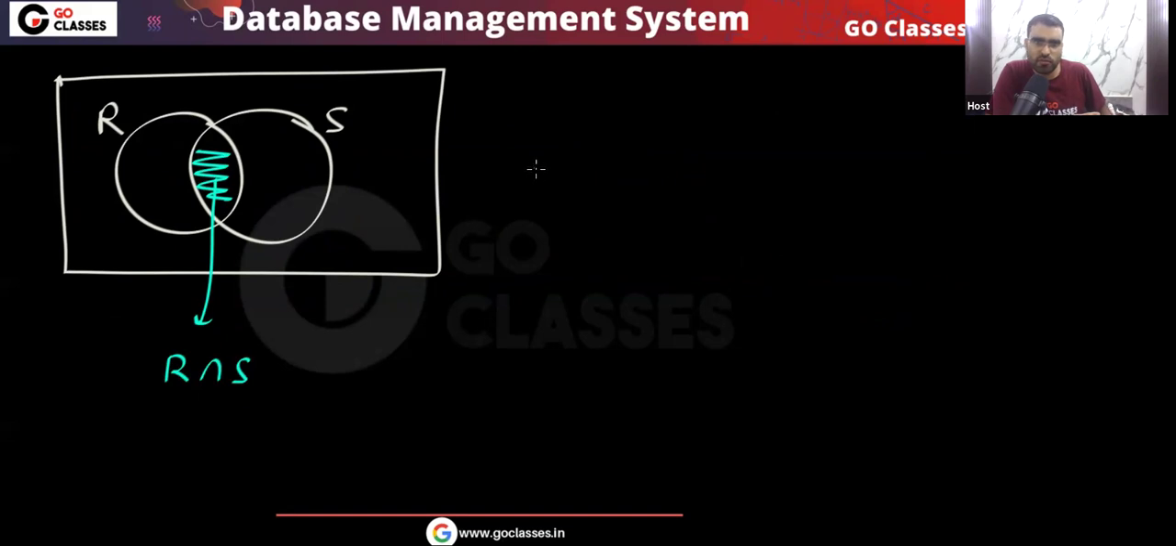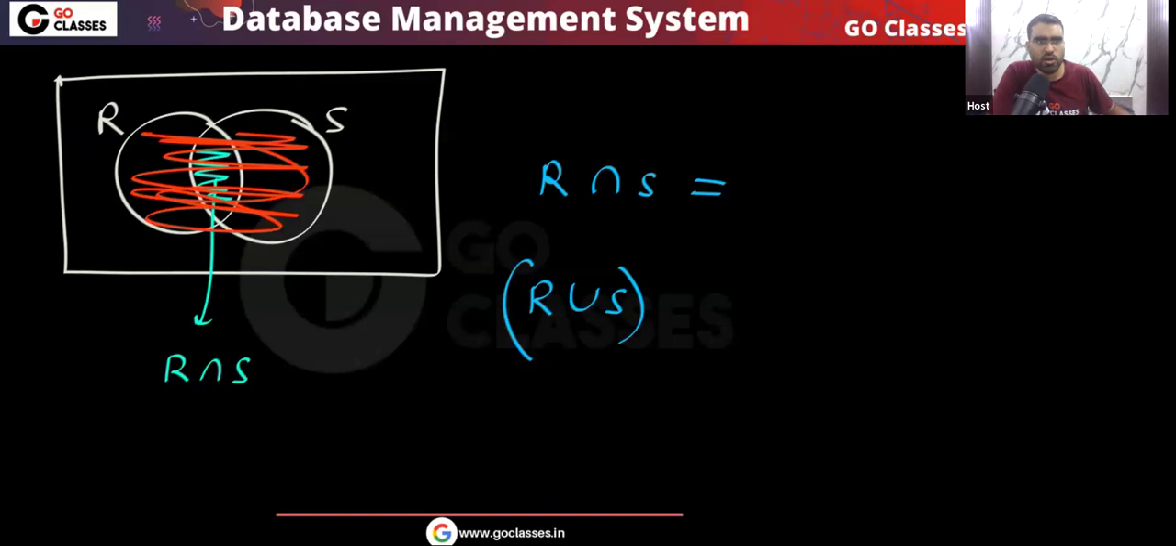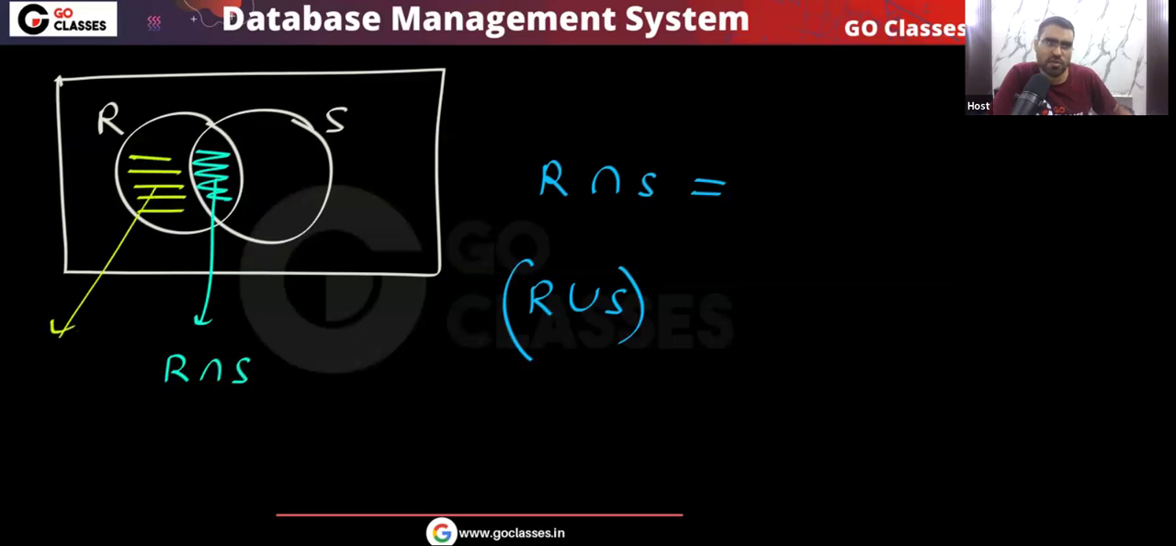From the union, what do I have to remove? Just think about it. R intersection S is the same as from the union. Let's assume I take the union first. From the union, what are the things I need to remove? I need to remove this. This is R minus S, and this is S minus R.